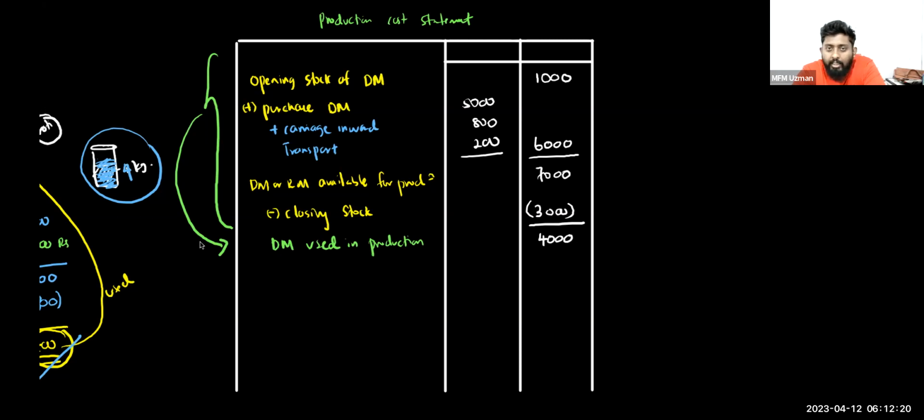If you are memorizing this, please don't learn under me, because this one has no need to be memorized. Some students will memorize the format and go. Not like that. Very easy to understand. We are finding out how much material we have used in production, right? Okay, is it clear?